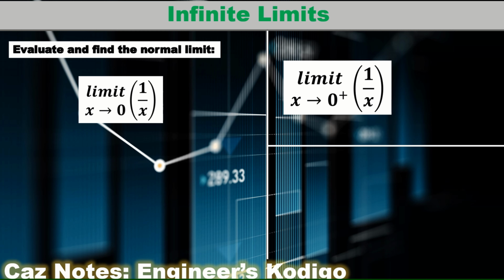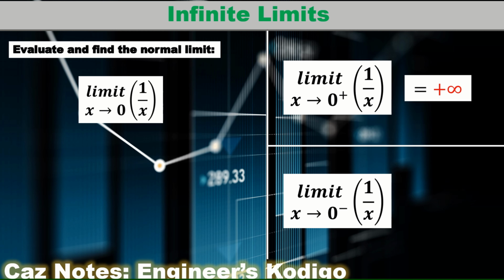Exactly. The result will be a very large positive number, right? And take note, from our previous discussion about limits, a very large positive number corresponds to infinity. So therefore, the right-hand side limit of the function 1 over x as x approaches 0 is simply equal to infinity. Perfect.